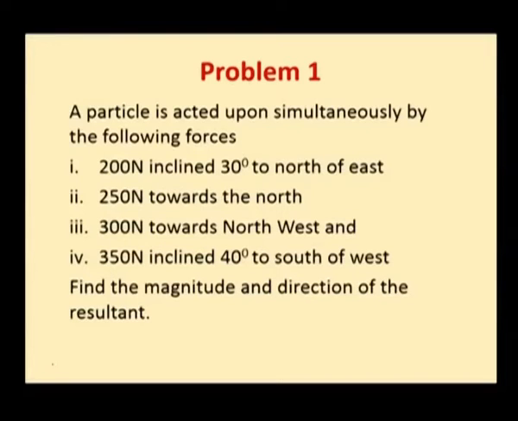A particle is acted upon simultaneously by the following forces. The first force is 200 Newton and it is inclined at 30 degree to north of east. The second force is 250 Newton acting towards the north. The third force is 300 Newton towards northwest, and finally, the fourth force is 350 Newton inclined at 40 degree to south of west. Find the magnitude and direction of the resultant.